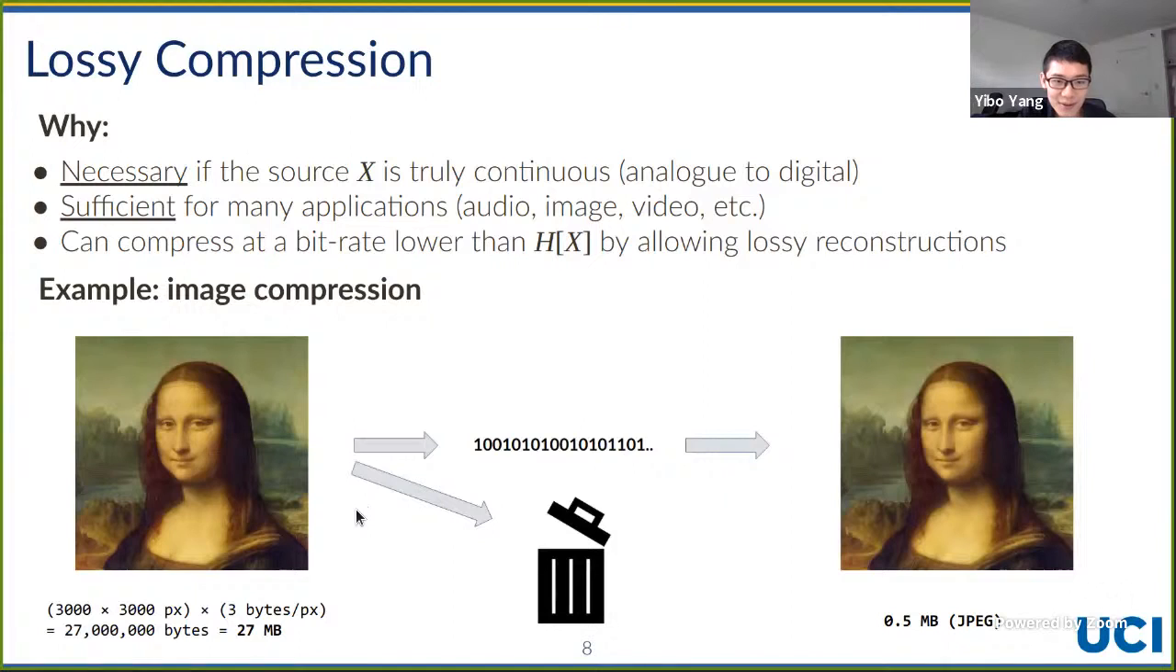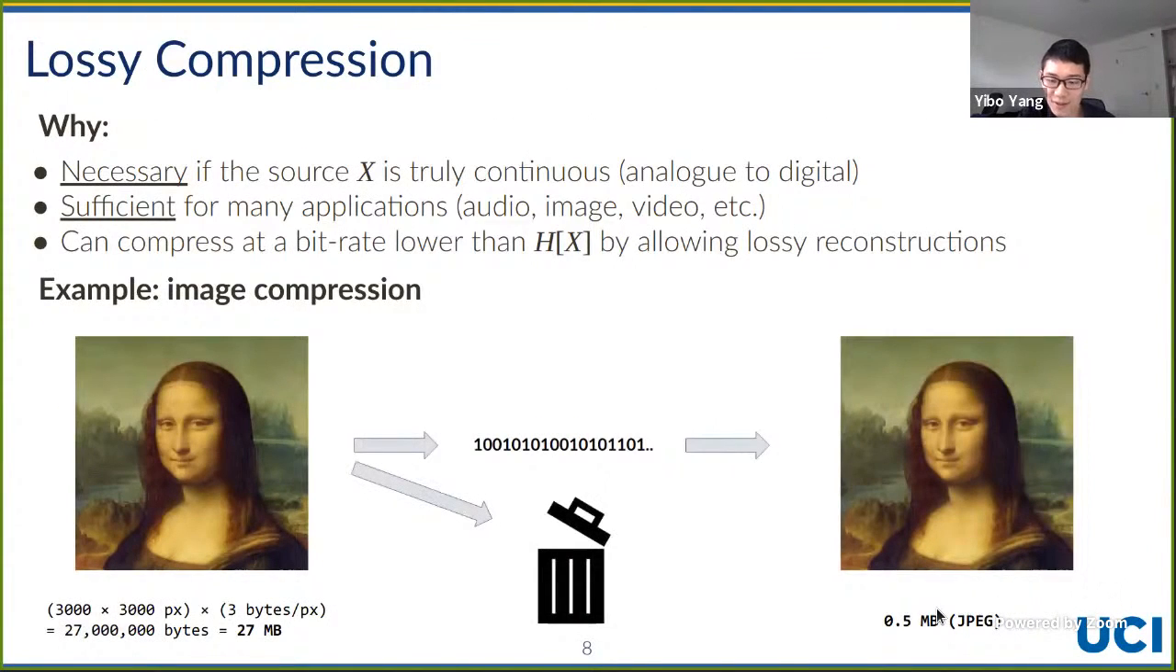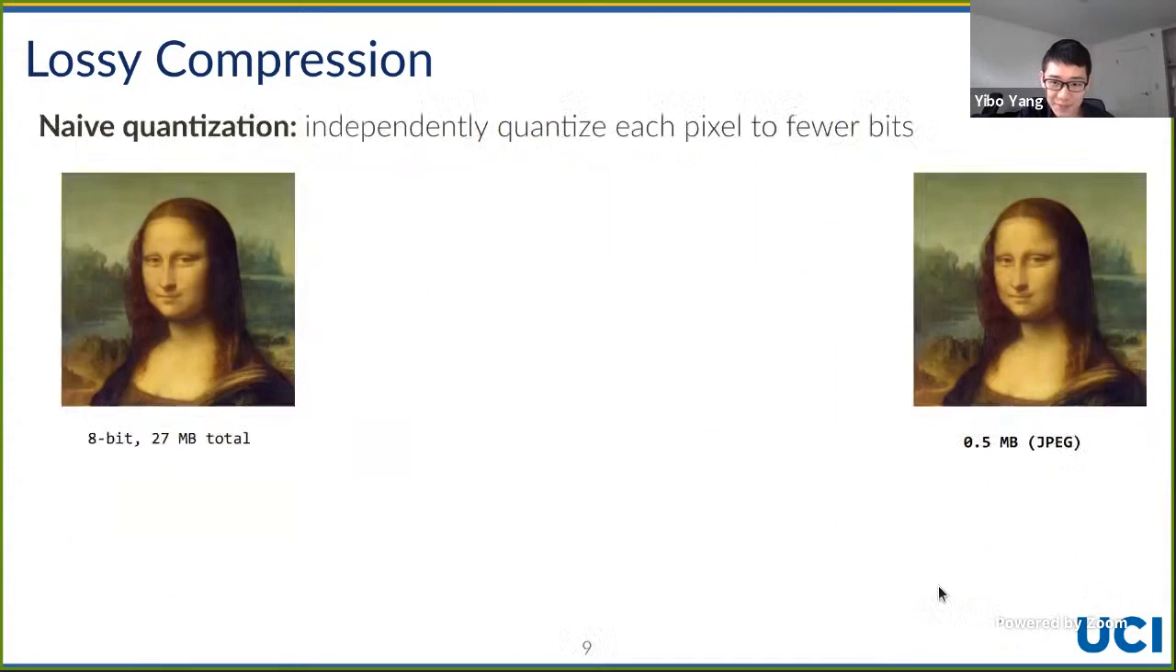Now, of course, what we do end up doing is to apply a lossy compression algorithm that throws away some of the information, such that we end up with an image that is much smaller. So in the case of JPEG, you can get something that's like half a megabyte, and still look pretty good. So how do we get from 27 megabytes to 0.5 megabyte?